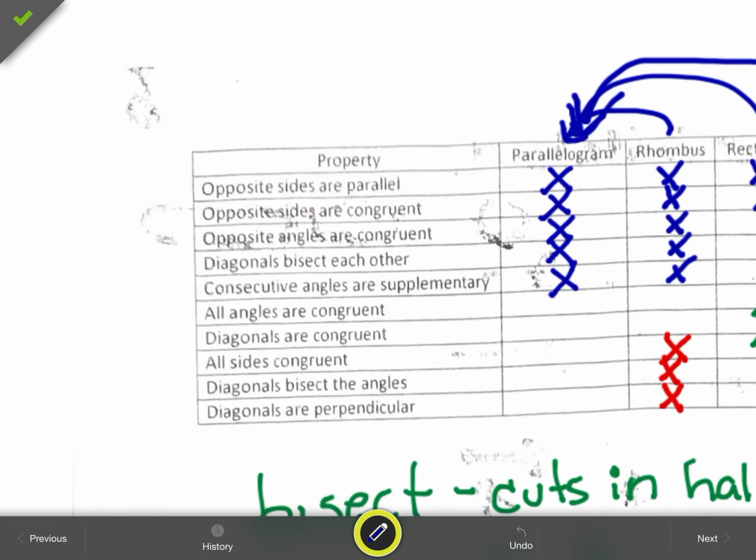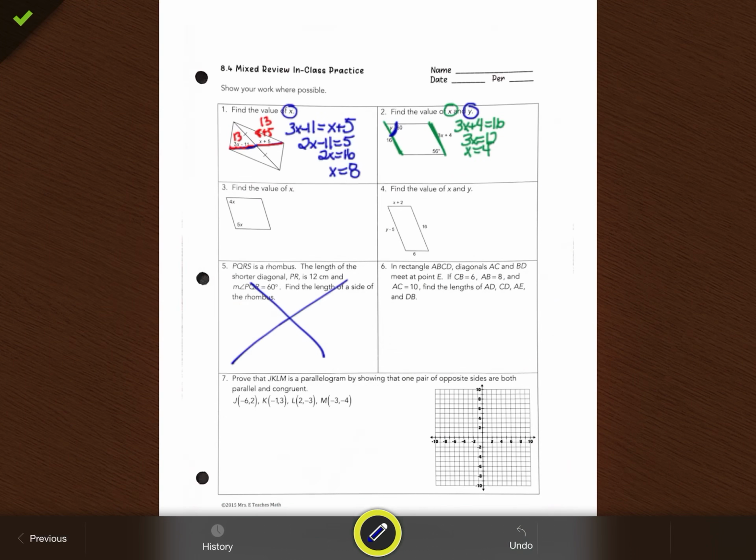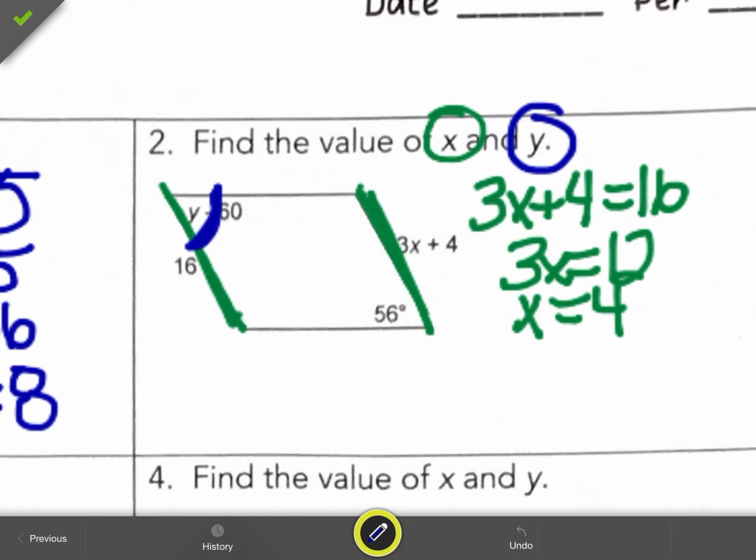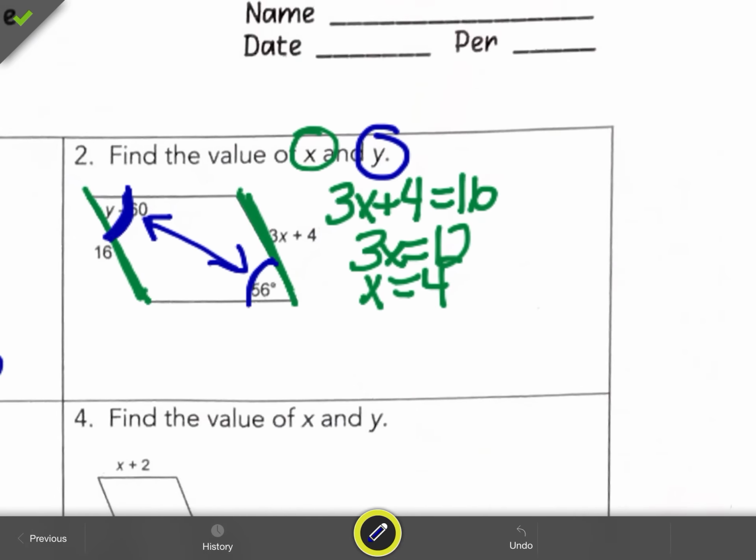So opposite angles are congruent. Then I keep reading, consecutive angles are supplementary. Well, I do know I'm working with an angle. I got to go look and see what I got. Do I have opposite angles with information on them, or do I have consecutive? Well, I already marked this. Now I'm going to mark this. These are opposite angles. They are across from each other. So the opposite angles are congruent. Okay. That's from my chart.